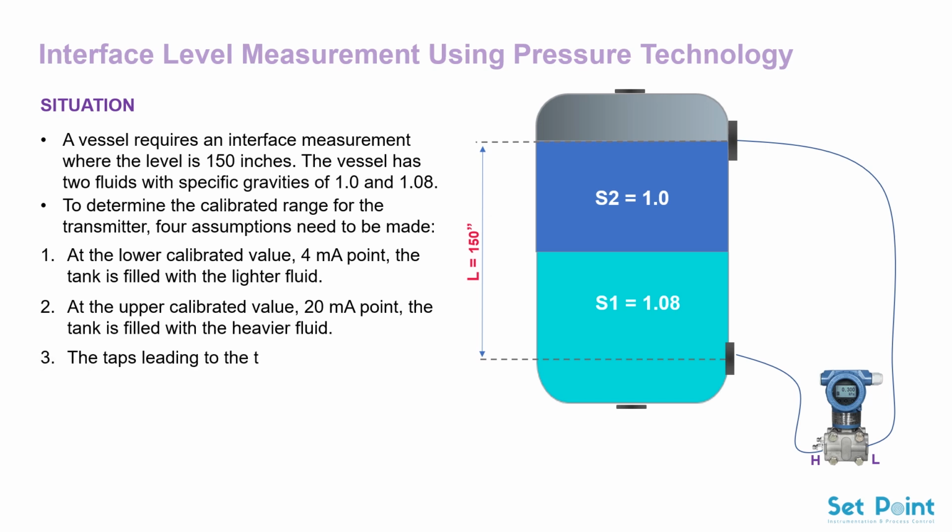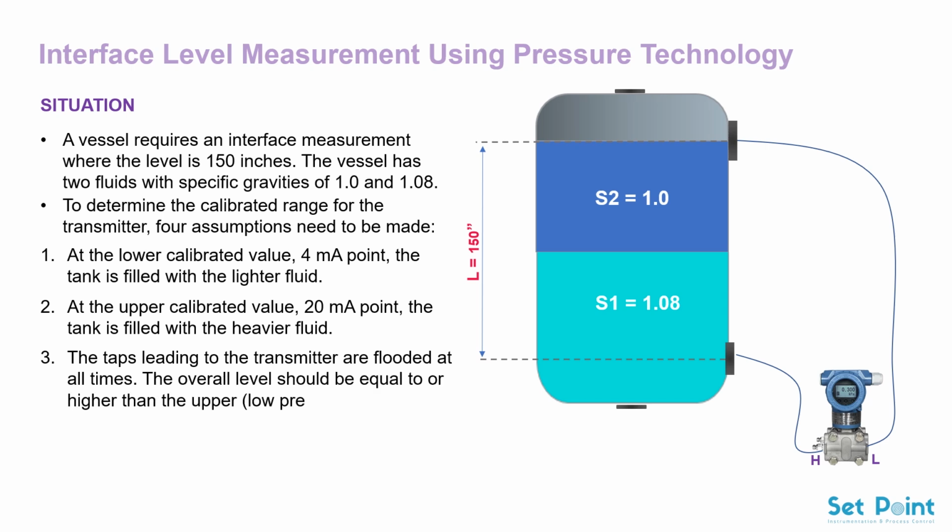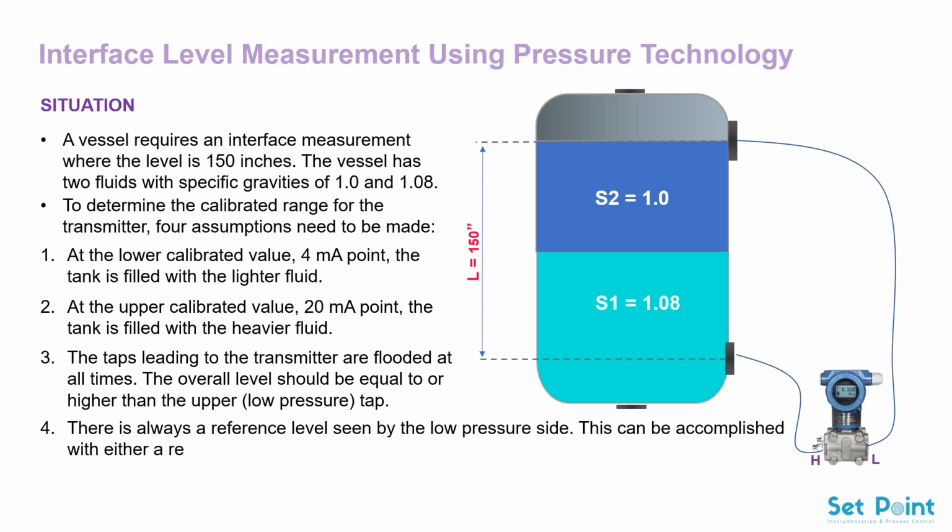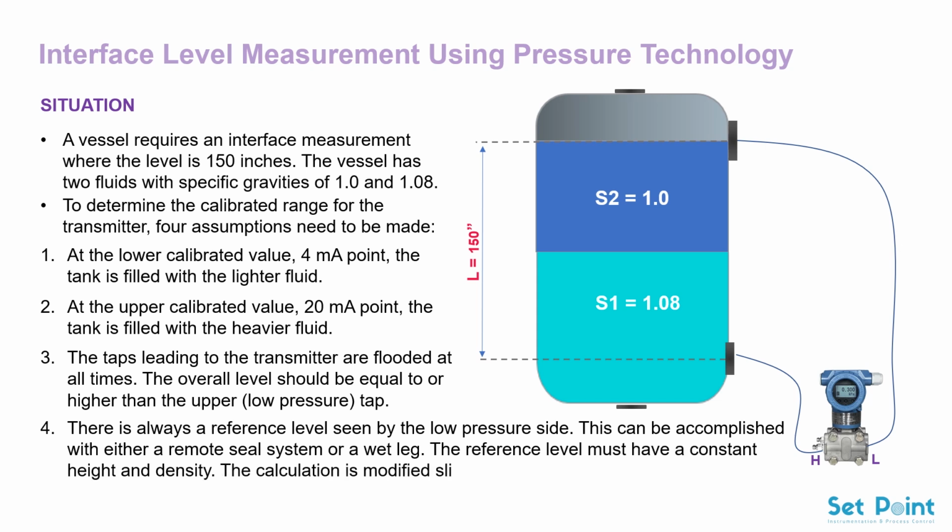The taps leading to the transmitter are flooded at all times. The overall level should be equal to or higher than the upper, low pressure, tap. There is always a reference level seen by the low pressure side. This can be accomplished with either a remote seal system or a wet leg. The reference level must have a constant height and density. The calculation is modified slightly for wet leg systems when the density of the high and low pressure wet legs differ.